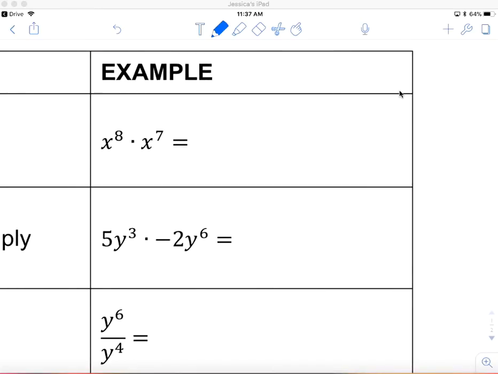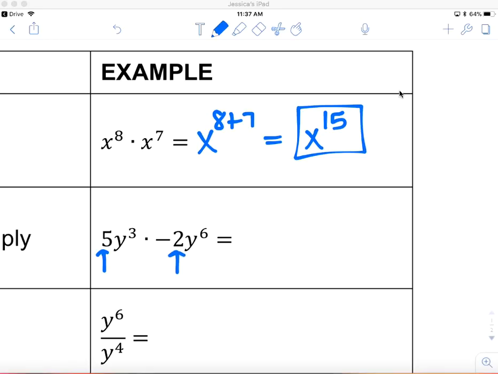X to the 8th times x to the 7th would be x to the 8 plus 7, which is x to the 15th. Anytime you're multiplying powers, you're just adding the exponents together. Now, if you look at the second example, it has coefficients in front. When that happens, you're going to multiply those two numbers together and then add your exponents. So 5 times -2 is -10. 3 plus 6 is 9. Again, you're multiplying the big numbers in front. You are adding the exponents.